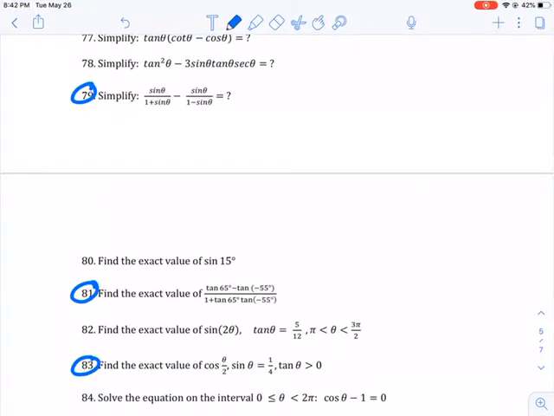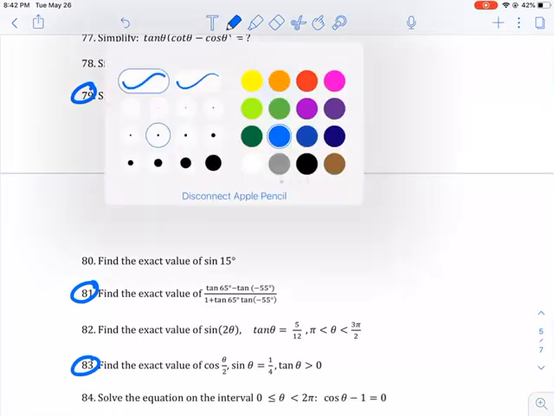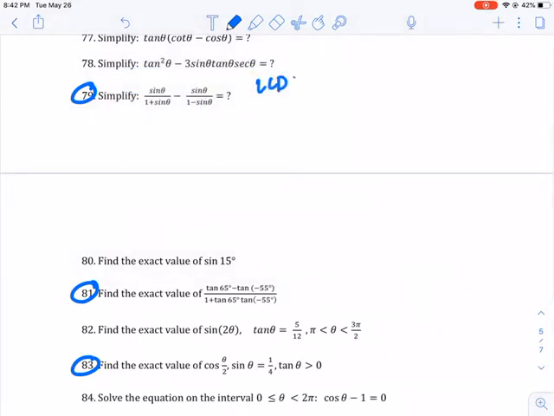Okay, so let's take a look at a few more on the review. First, we'll look at 79. So to put those together, we need a common denominator. So your common denominator will be both the denominators. So in this case, 1 plus sine theta and 1 minus sine theta.